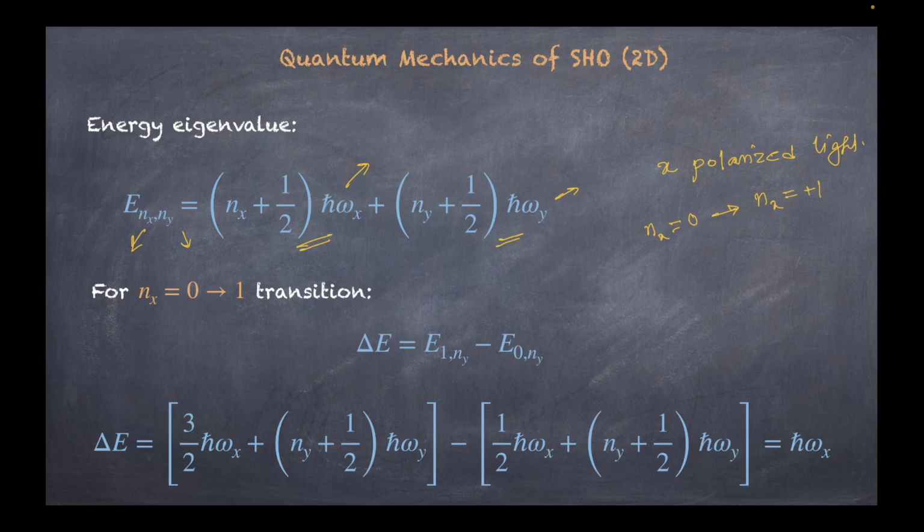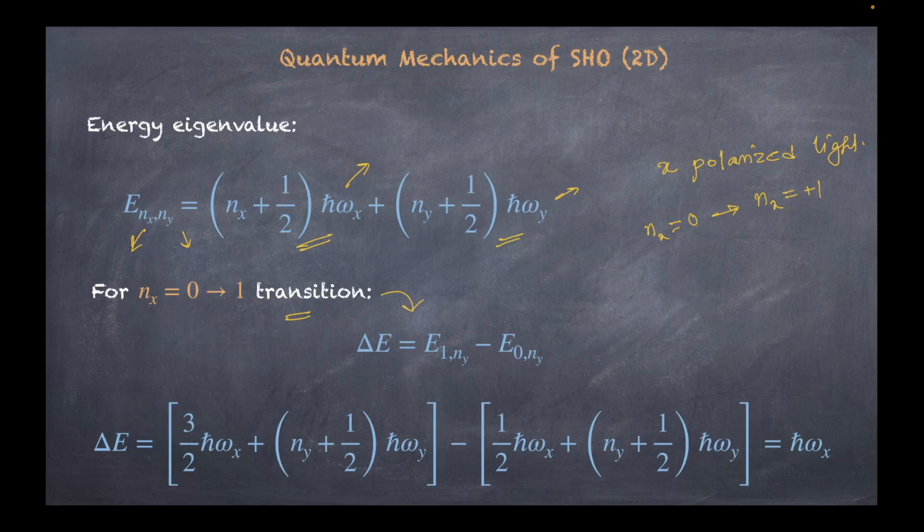So for this transition, for nx equal to 0 to 1, delta E, the change in energy, will be equal to E of 1 comma ny minus E of 0 comma ny. ny is fixed here. Let's say the quantum number corresponding to the harmonic oscillator along the y direction is ny. So ny will not be disturbed here.